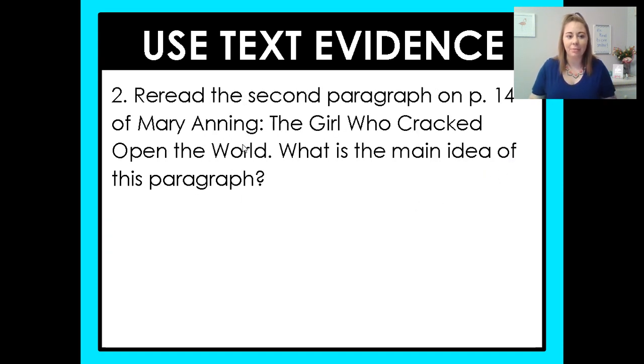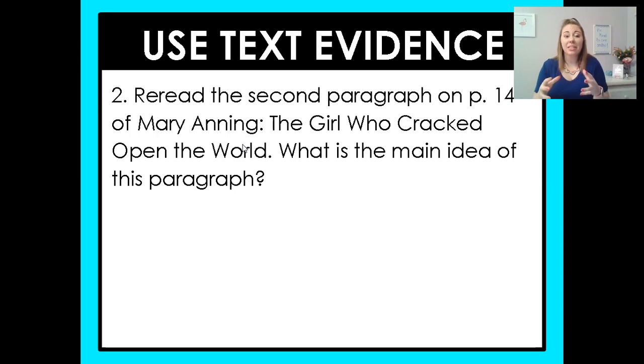So the second question that we have is, reread the second paragraph on page 14 of Mary Anning, the Girl Who Cracked Open the World. And what is the main idea of this paragraph? Okay, so on the next slide, we are going to look at page 14. And then specifically it says the second paragraph.